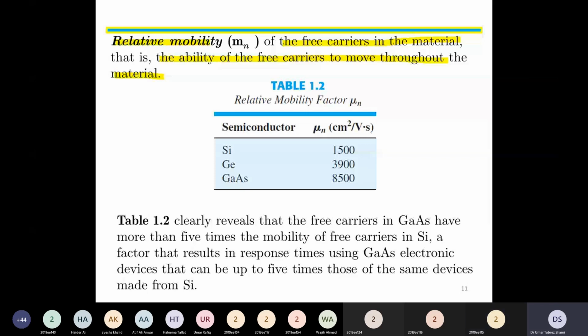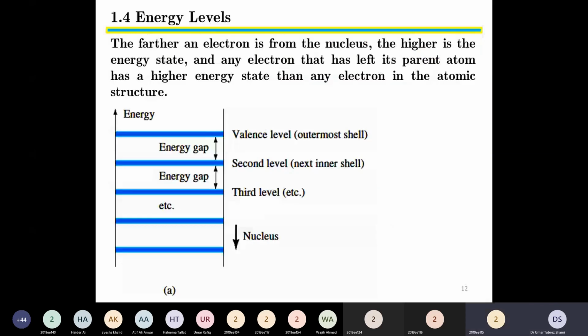Okay, right, sir. Next we come to energy levels. This is article number 1.4, energy levels. Energy levels are the energies of each shell, and one electron must acquire a certain amount of energy to jump from one shell to another shell. So the further the electron is from the nucleus, the higher is the energy state.